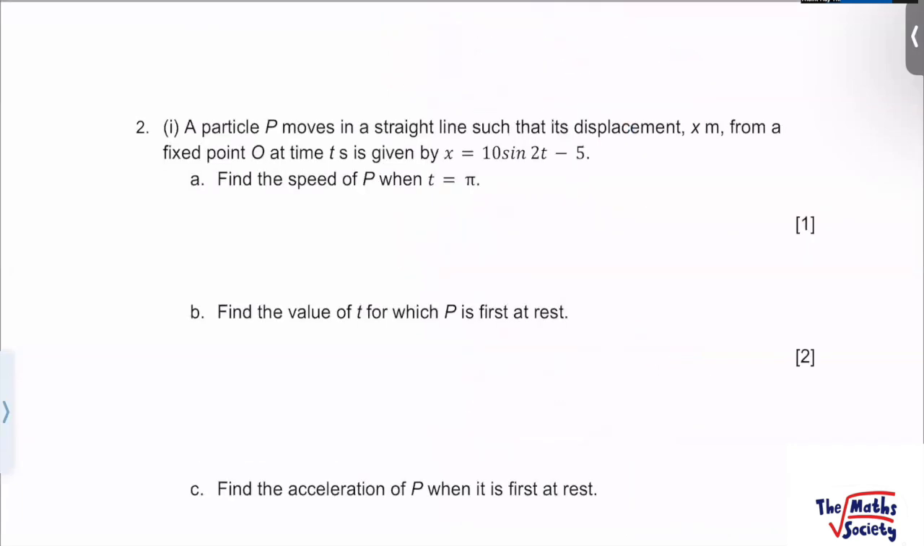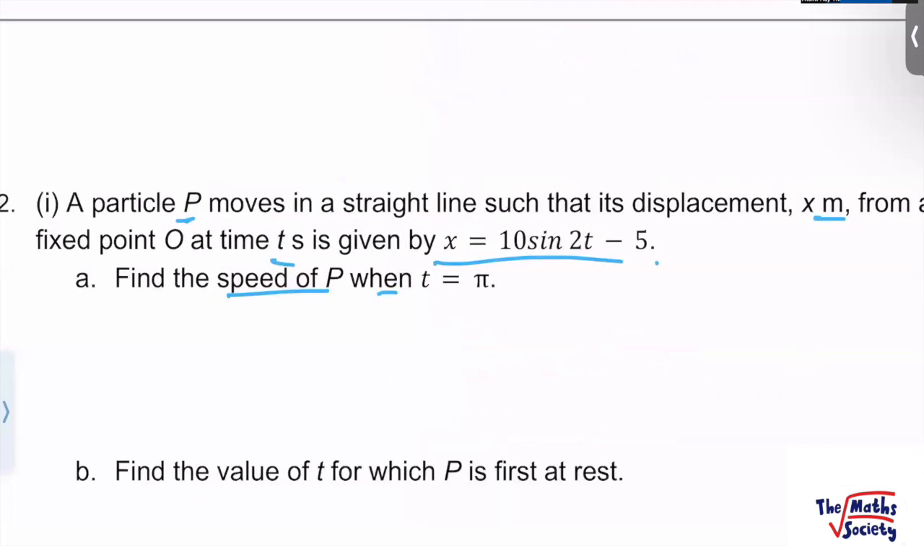And moving on to number 2, it says that a particle P moves in a straight line such that its displacement x meters is given. Find the speed of P when t equals pi. So it's the same way. Differentiating, it's going to be 20 cos 2t, right? So the speed, if you want, is just going to be 20.